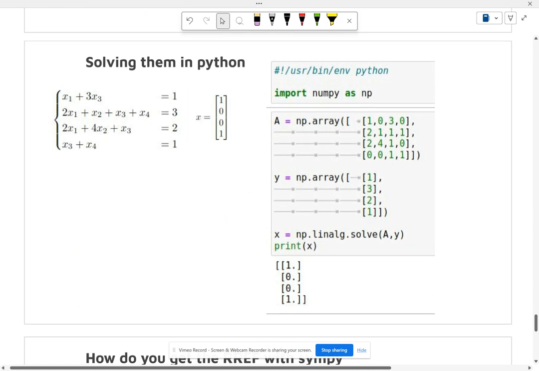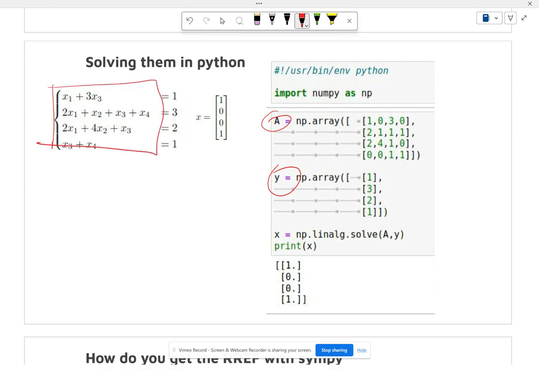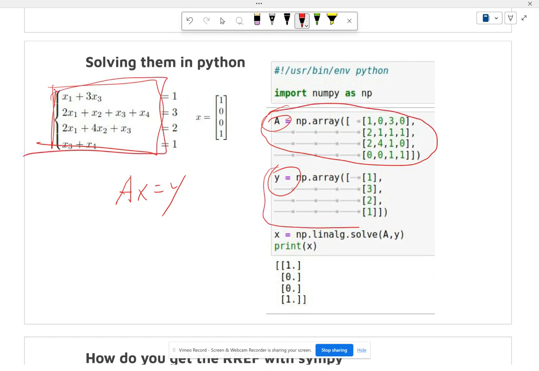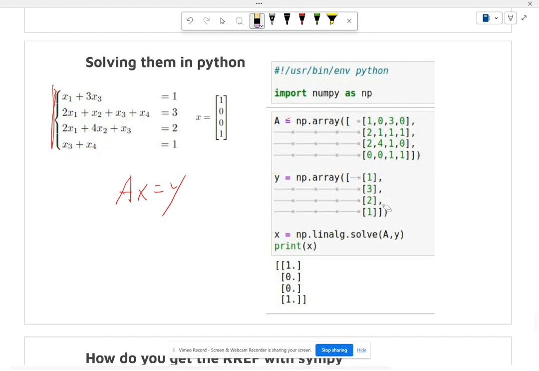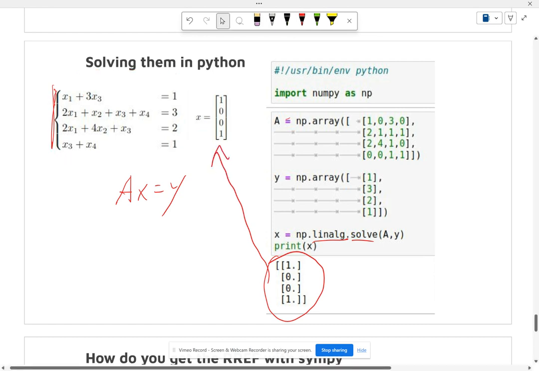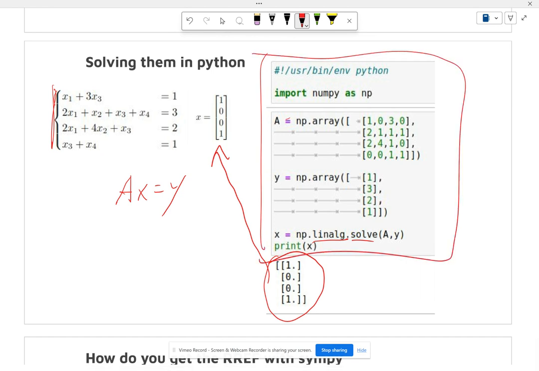And the way you solve it in Python, well, here's A, here's Y. Remember how we formed the matrix A, where A times X is equal to Y. So right here, this is the matrix form, and the Y is right here, 1, 3, 2, 1. Once you declare this equation, you can essentially just call linear algebra solve, and it'll give you the solution. See, this is the solution. Life is much, much easier.